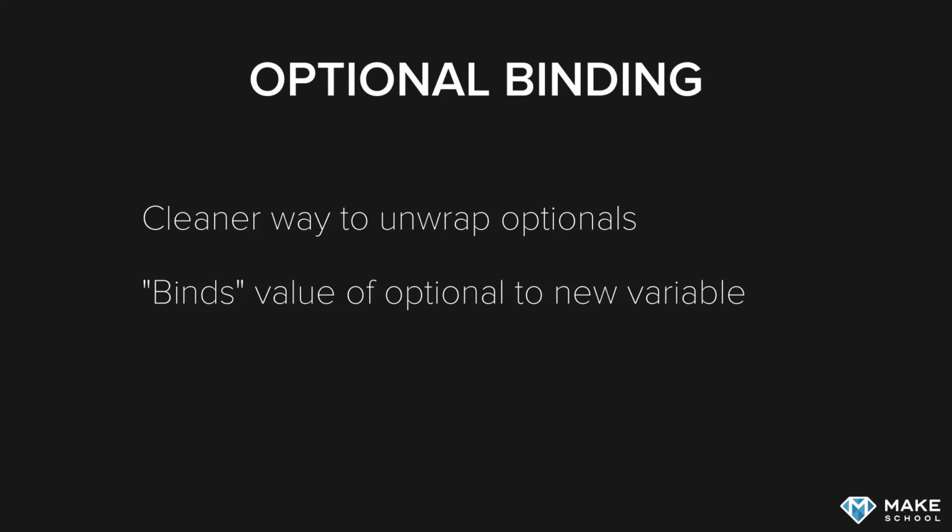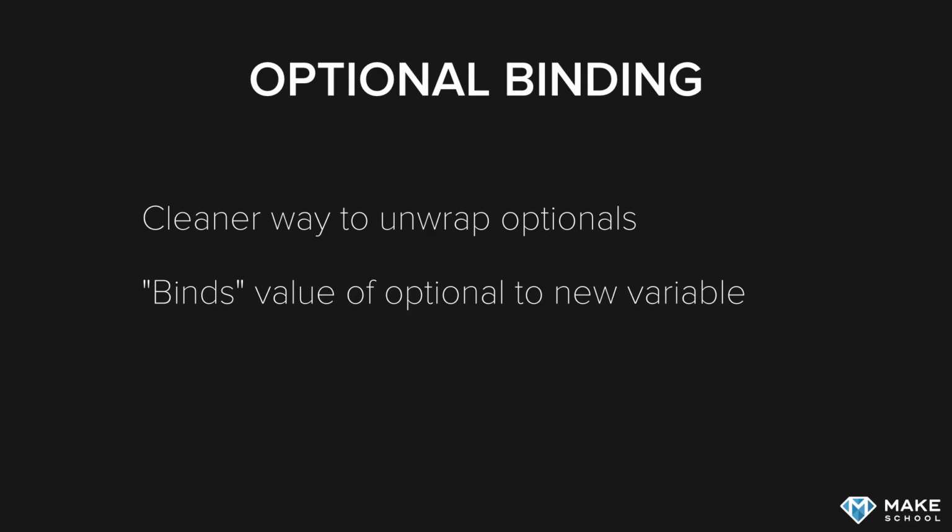Now, you might be looking at this example and thinking, this syntax looks really dirty. There must be a better way. And there is. We call this better way optional binding. It's a cleaner way to unwrap optionals. It binds the value of an optional to a new variable if and only if that optional did not contain nil.